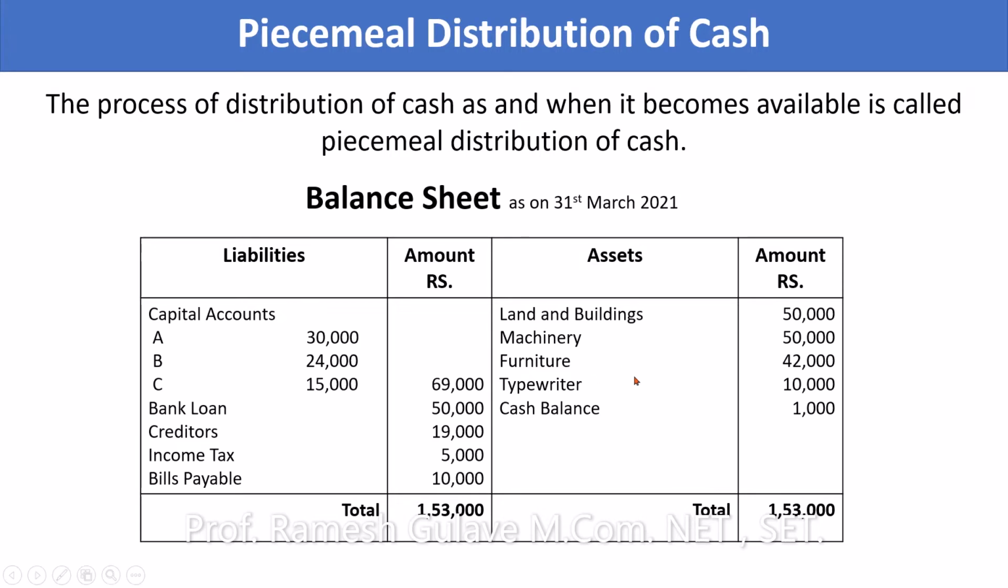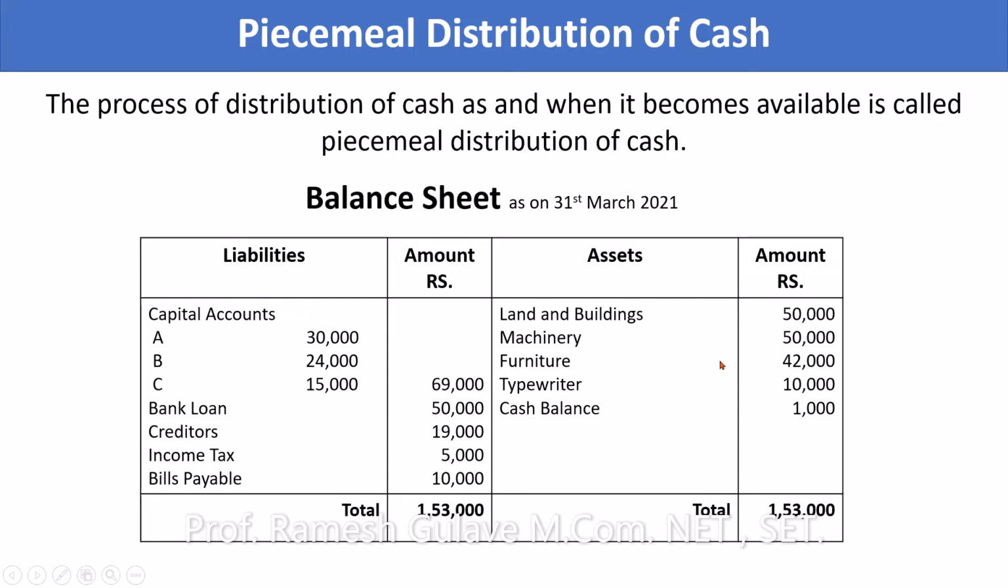Now as this firm is being dissolved, it is necessary to sell off all the assets and pay the liabilities. So here, if this firm gets a buyer who is ready to purchase the whole business or all the assets of this partnership firm, then it is possible that all the assets can be sold on the same date and payment can be made on the same date to the liabilities.